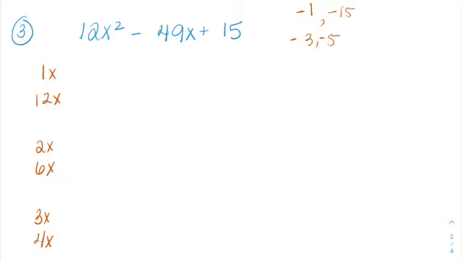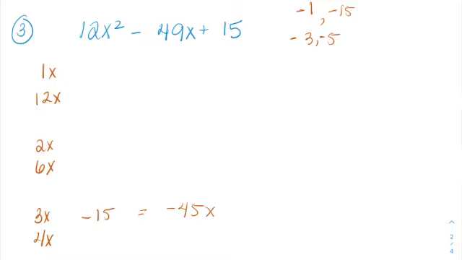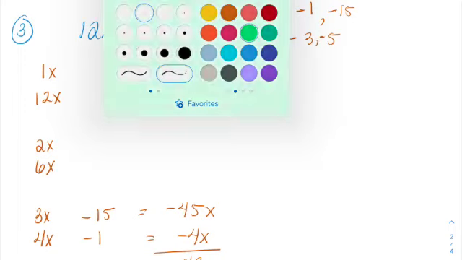What if I did the 3 times negative 15? That gives me negative 45x. And the 4 times negative 1, that gives me negative 4x. Altogether that adds up to negative 49x. And I very quickly found the right combination that worked.